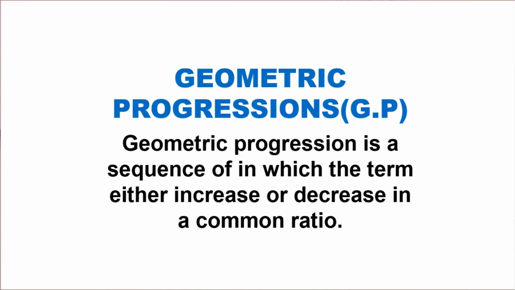Geometric progression, GP. As the name implies, GP is also a type of sequence, just like the AP. It's also a sequence in which the terms either increase or decrease by a common ratio, while the first one, the AP, goes by a common difference. GP is in a common ratio.